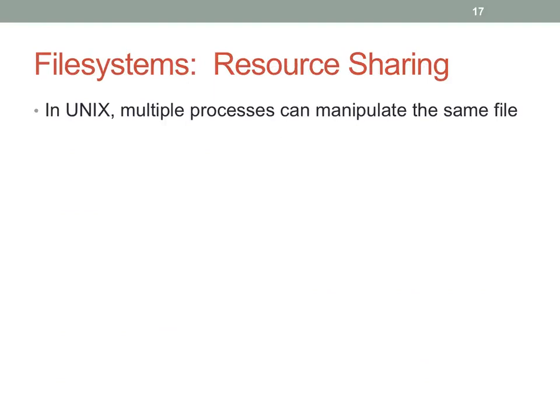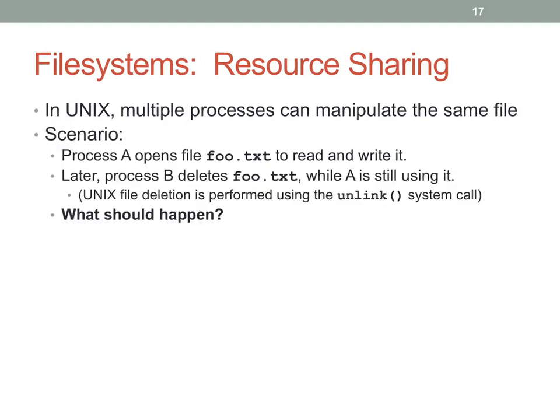Another issue, multiple processes can access the same file. Here's a scenario that hopefully none of you will have to think about carefully. Someone does sometimes, so thankfully they handle it in a certain way. Process A opens a file, intending to read and write it, and then another process comes along while A is still using the file and deletes it. So what should happen? Let me rephrase this. Let's say that it attempts to delete it.